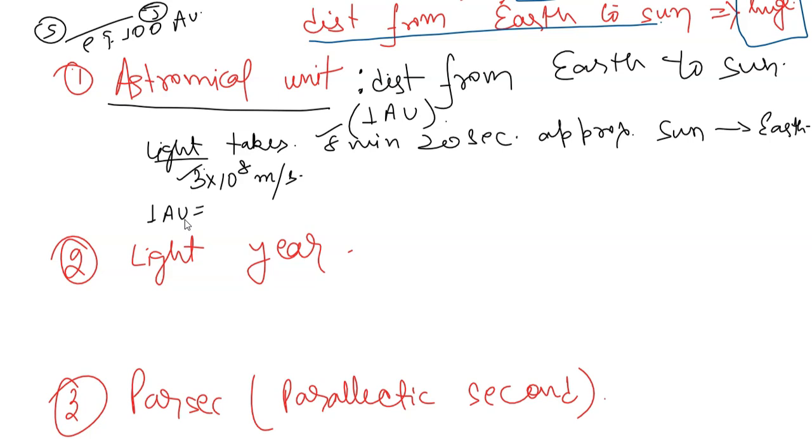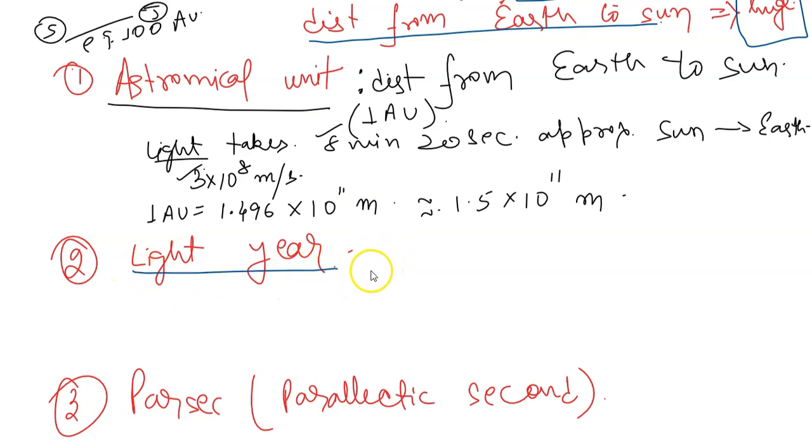So after the calculation, we get the value for one astronomical unit, that is 1.496 times 10 raised to 11 meters, or you can remember it approximately as 1.5 times 10 raised to 11 meters. So this was about astronomical unit.